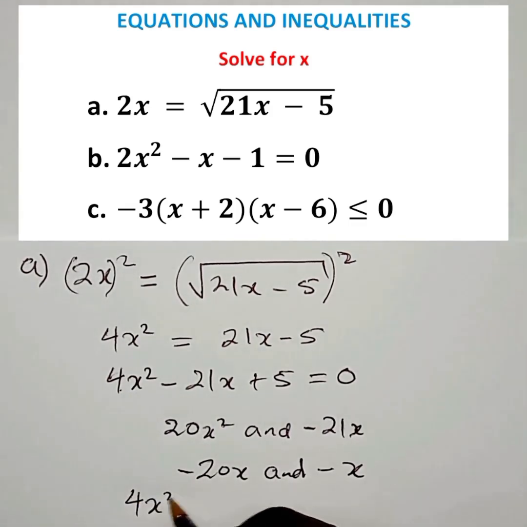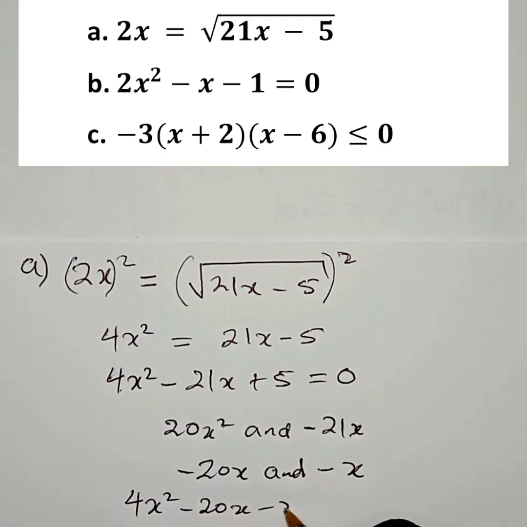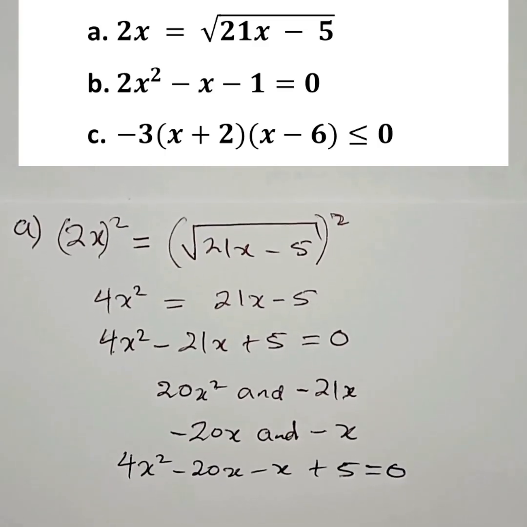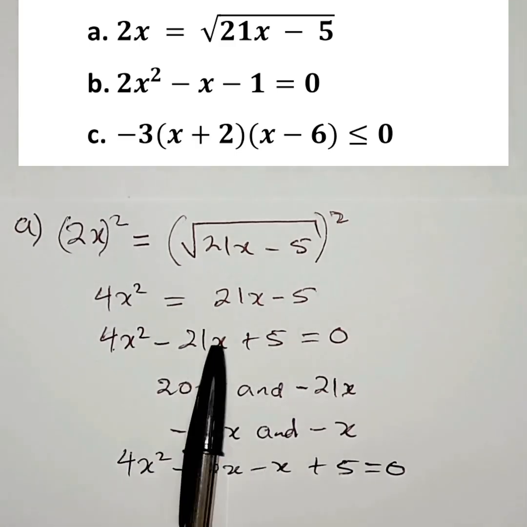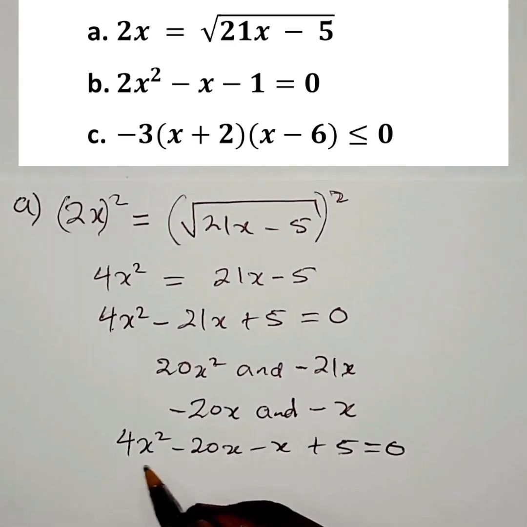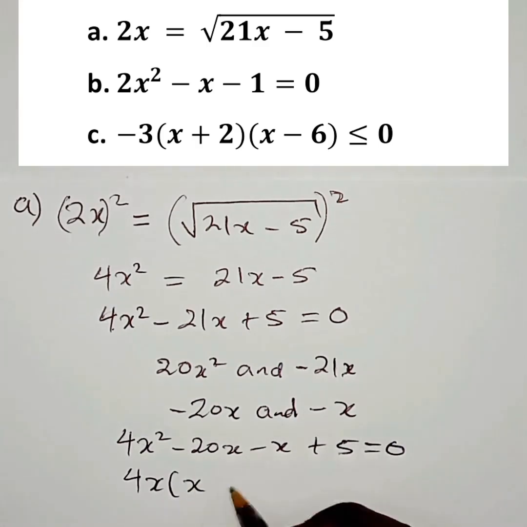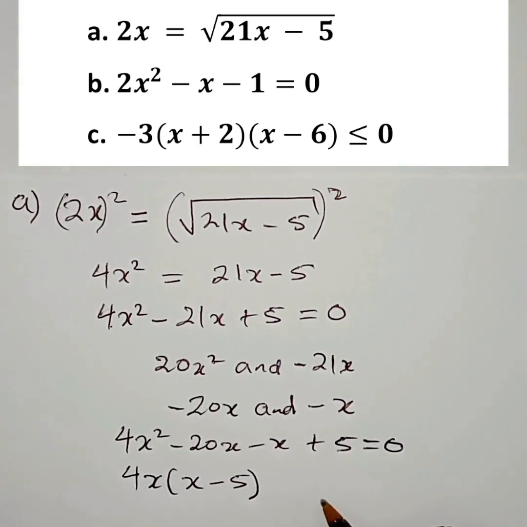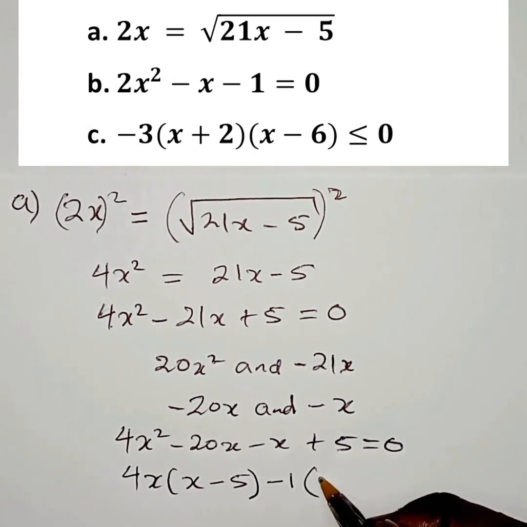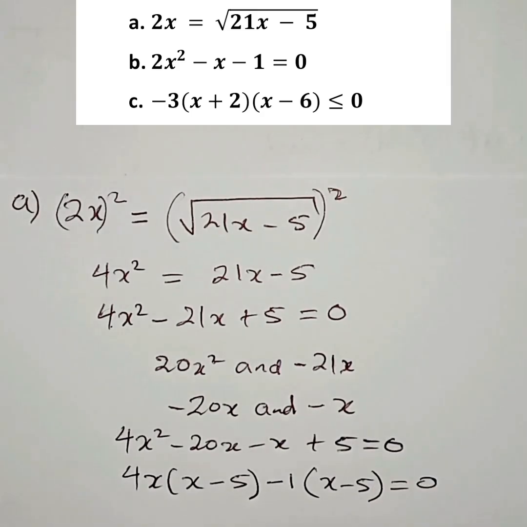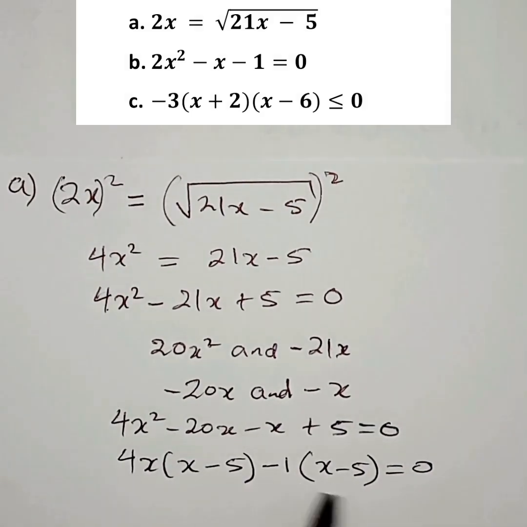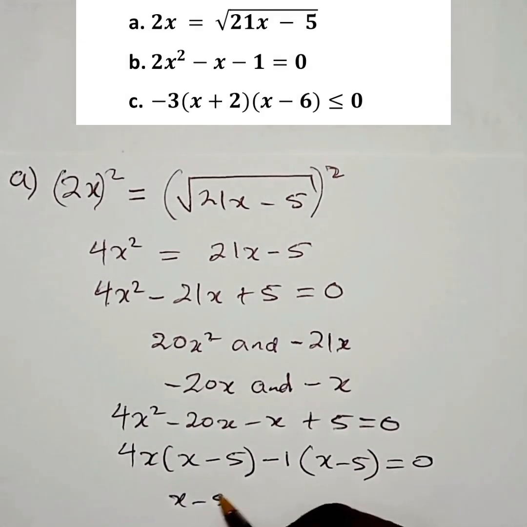So you are going to have 4x squared minus 20x minus x plus 5 is equal to 0. We haven't changed anything because minus 20x minus x is minus 21. Now let's factor out 4x in this first one. We are going to have 4x, then x minus 5. On this one, we can factor out minus 1, then x minus 5 is equal to 0. Now we can factor out x minus 5. We are going to have x minus 5 into 4x minus 1 is equal to 0.